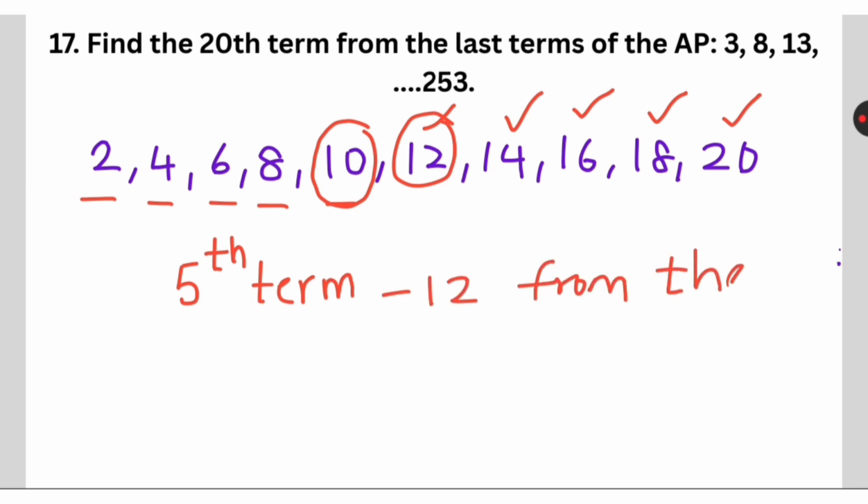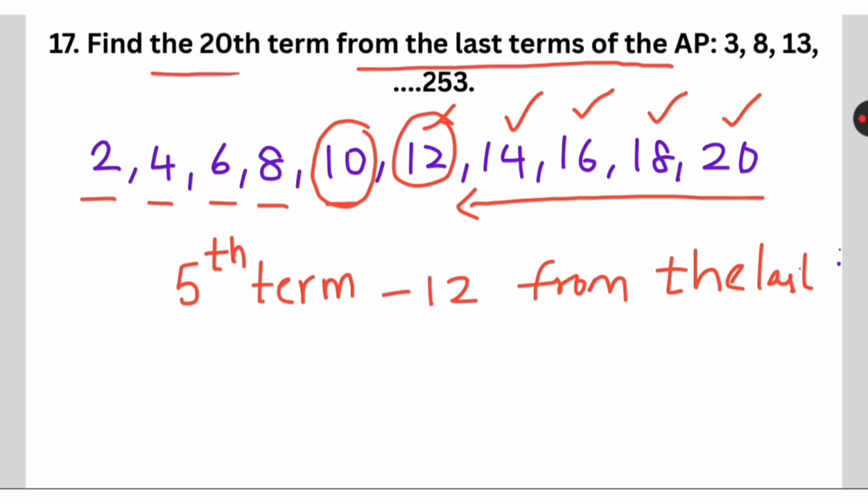Here what we did, from reverse we are counting. Same like that, in the given question also they are asking from the last of the AP we need to find the 20th term. So that means whatever the given arithmetic progression, you have to write it in reverse order, then find out the 20th term. So that's what they are asking.